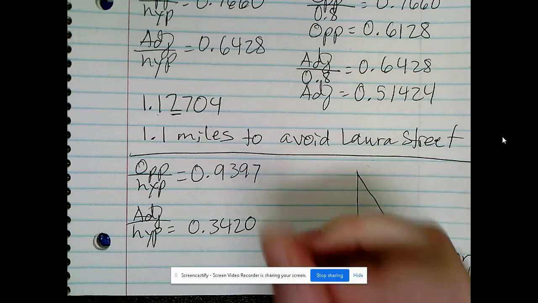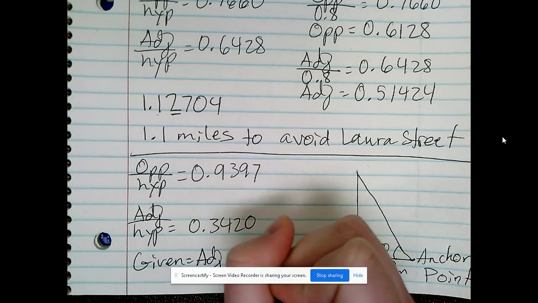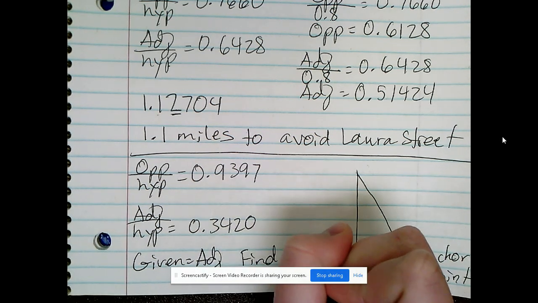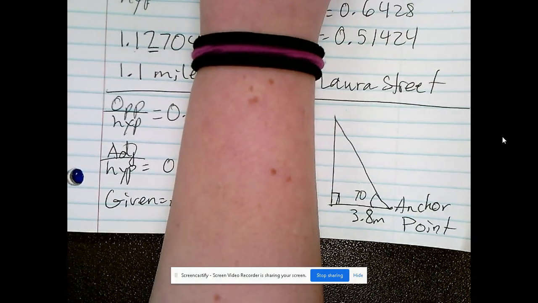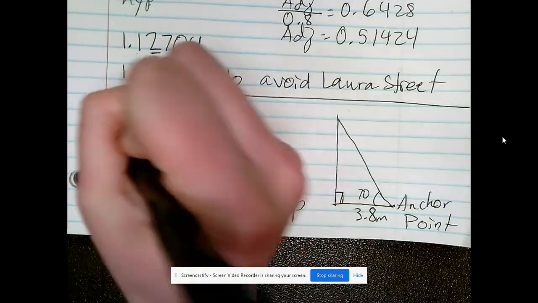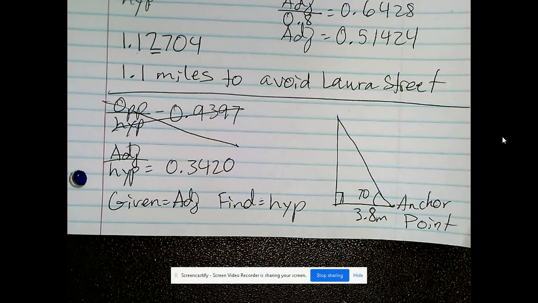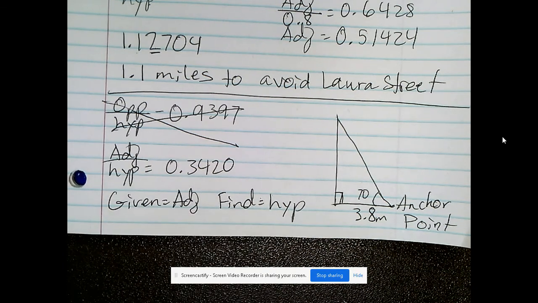So you are given the adjacent and you need to find the hypotenuse, which means you're not going to need the opposite over hypotenuse for this scenario. Complete this problem on your own and then start working on 25D. It's problems exactly like the ones we just did.